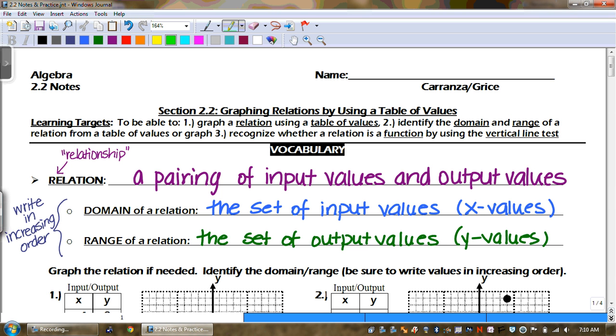If you look, we've already got the vocabulary written down. Miss Carranza was able to help us out today because she was tired of looking at my sloppy handwriting.